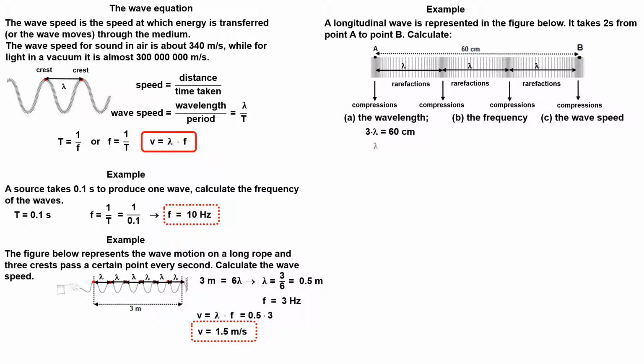3 wavelengths is 60 centimeters. 1 wavelength is 20 centimeters or 0.2 meter. The source produces 3 waves in 2 seconds. So the period is 2 over 3 seconds. The frequency of a wave is the reciprocal of the period, so the frequency is 3 over 2 Hertz. Now take the wave equation and substitute the values.